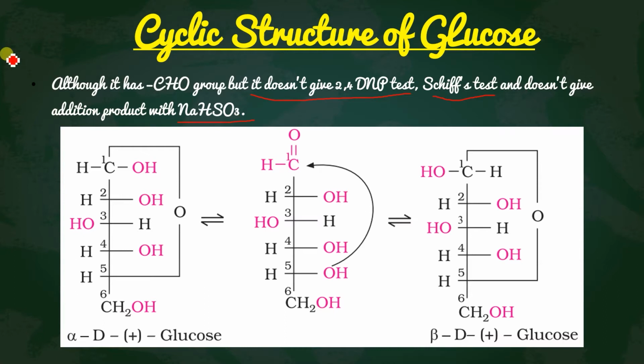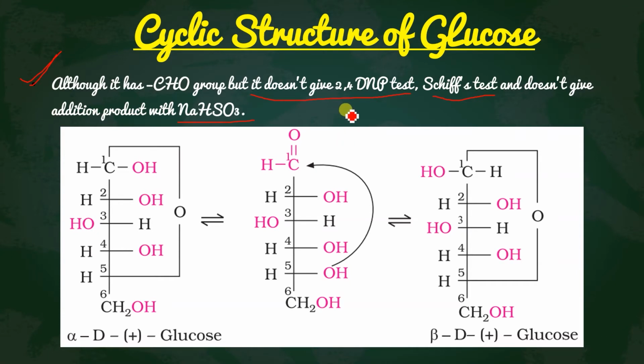What does it mean? This is also an important question. It says: write the reaction which shows that glucose has a cyclic structure, or write the reaction which cannot be explained by the open structure of glucose. So this kind of question will be asked. You have to write that although the CHO group is present, it doesn't give the 2,4-DNP test, Schiff's test, and the addition reaction with NaHSO3. These are the three reactions not given by the open structure of glucose.